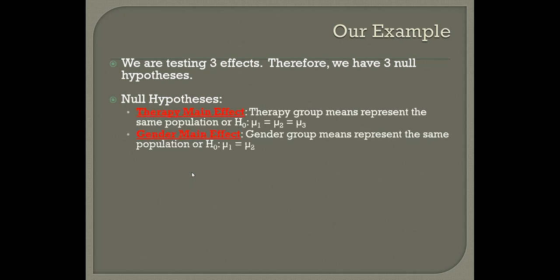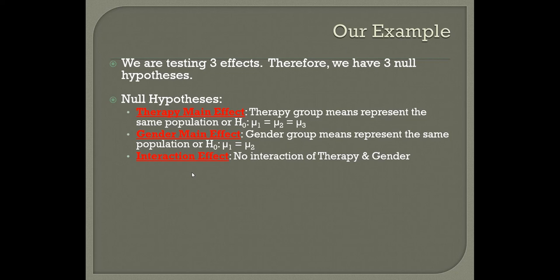The null hypothesis for the main effect of therapy is that there are no expected differences between the therapy group means. The null hypothesis for gender would be that there's no expected difference between the genders, and the null hypothesis for the interaction would be that we don't expect the effect of therapy on classroom disruptive behavior to depend on gender, or alternatively, we don't expect the effect of gender on classroom disruptive behavior to depend on therapy. So those are the null hypotheses.